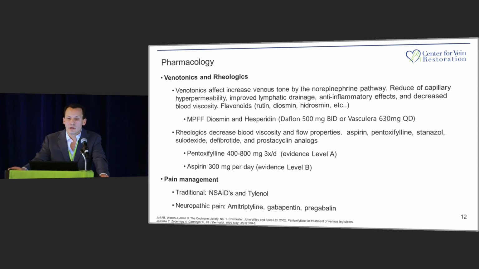Then there are obviously the rheologics that decrease blood viscosity and allow for improved flow properties. The classic, pentoxifylline, I can't say that well. It's been 10 years trying. I'm not going to accomplish it after a decade, unfortunately. It works well, with good evidence behind it. A side effect is primarily nausea, and that's what I've encountered with these patients. Also, you have to take it 3 times a day. So who's going to be more compliant: 3 times a day with some GI effects, or somebody taking Vasculera once a day or Vein Formula once a day?